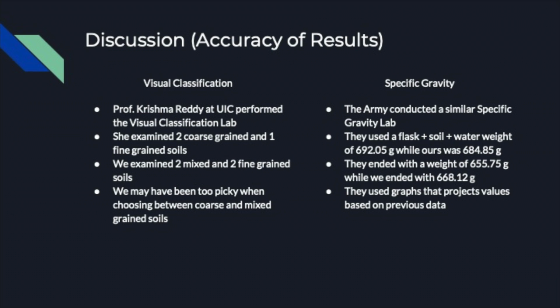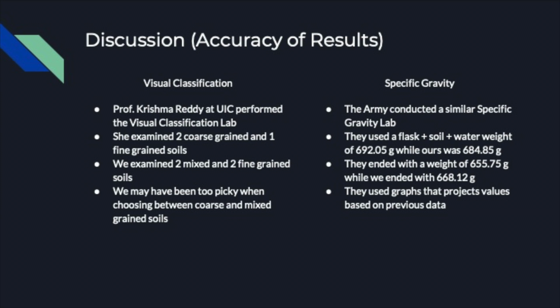Our discussion is broken down into 2 different segments: accuracy of results and statistical analysis. Each of these were related to the visual classification and specific gravity portions of the lab. For the visual classification discussion, we compared our data to the example data and results provided in engineering properties of soils based on laboratory testing done by Professor Krishna Reddy of UIC. It seems that our results and classifications were fairly accurate.